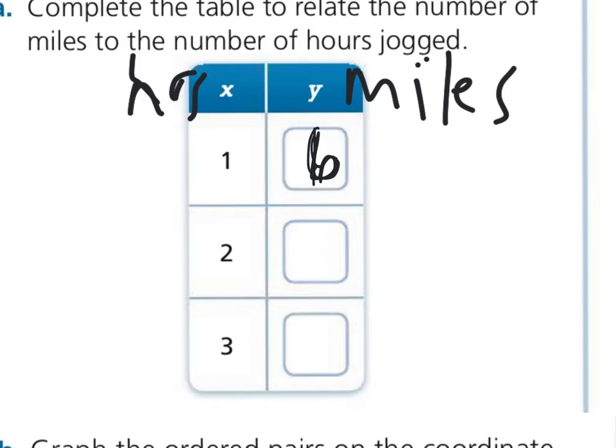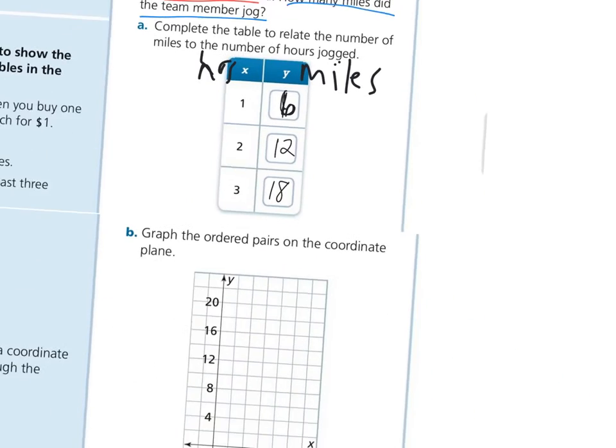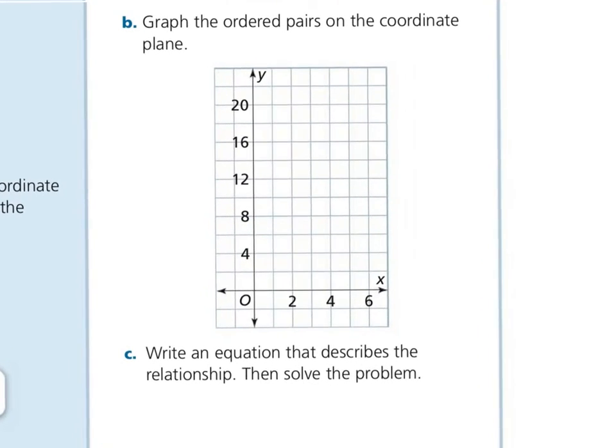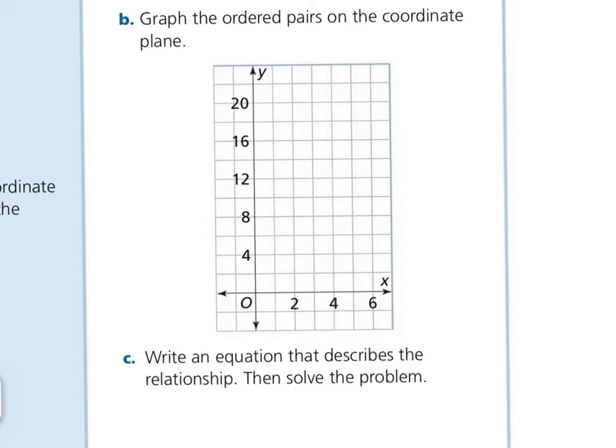For 2 hours would be 12 miles, and for 3 hours would be 18 miles. So these would be some numbers we could use to fill in what they asked us to do on part A. Part B asks us to graph the ordered pairs. When we go to graph this, we should label x as the hours and y as the miles. They gave us some numbers here. They wouldn't have had to do that. We could have started from a clean slate and you could have come up with these numbers.